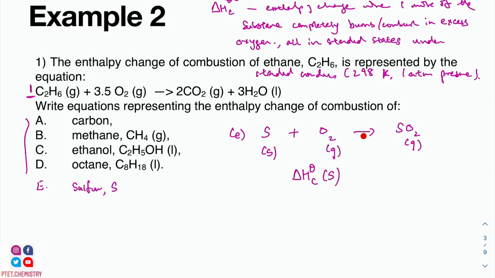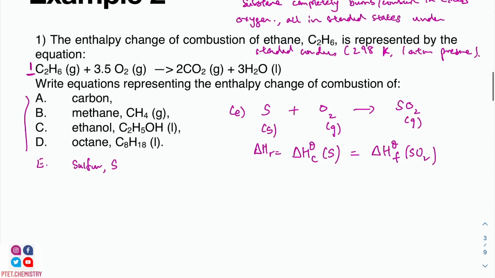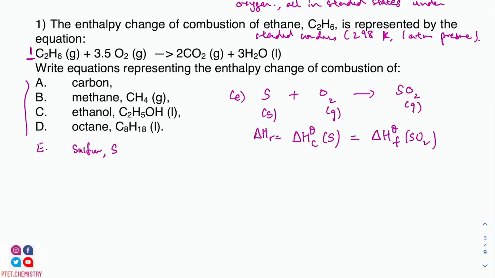So that reaction there refers to the combustion of sulfur, but it's also equal to the formation of SO2. I hope you can see why that is. When you form 1 mole of the SO2, you form it from its elements, with all of the reactants and products in standard states under standard conditions. So you can get an identity by knowing the equations. There are a couple more identities that I'll talk about later on, but I've just shown you one there to exemplify exactly that. You don't always get CO2.